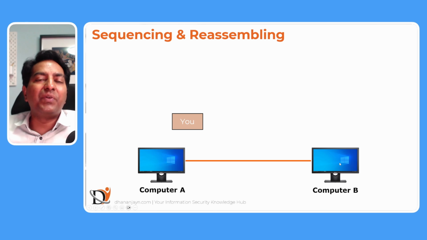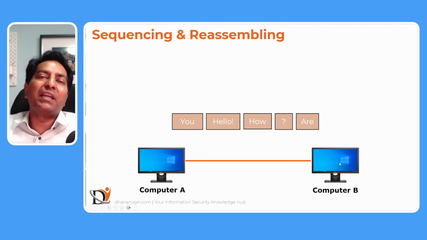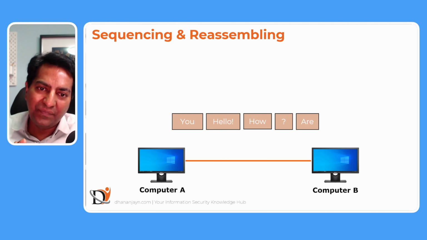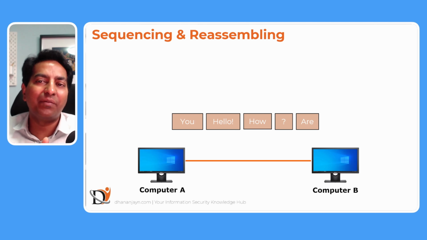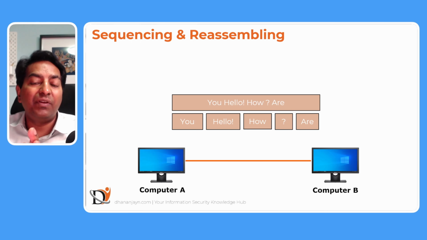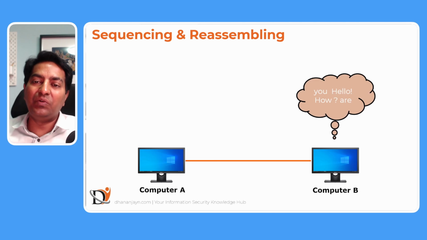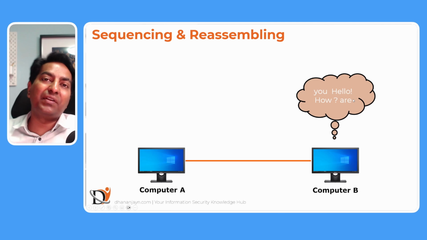Now on computer B, the segments are received. It is not necessary that all the segments are received in sequence. It could be like you, hello, how, question mark, and you. Now the message looks like this, and this is not something that we are expecting. This is where reassembling or sequencing comes into the picture. This is the data that is received, and this is not something that we want.